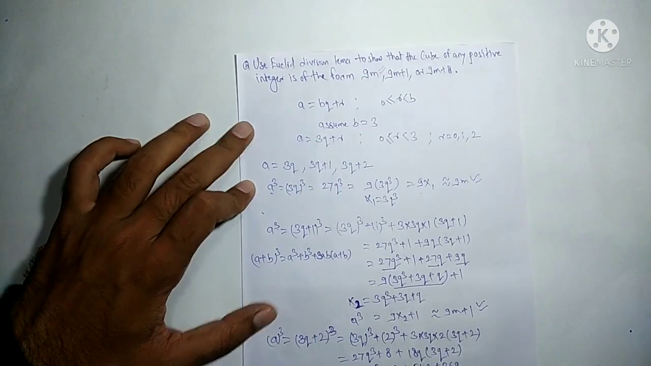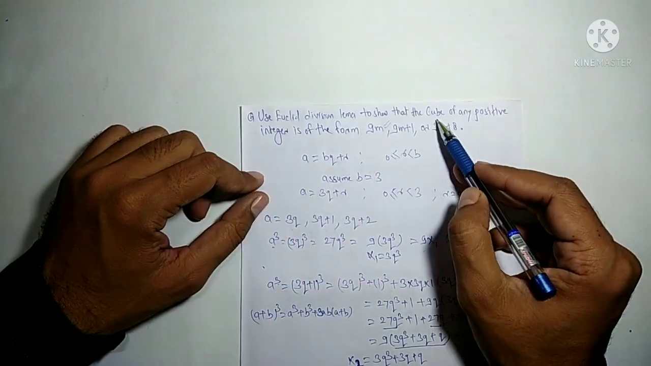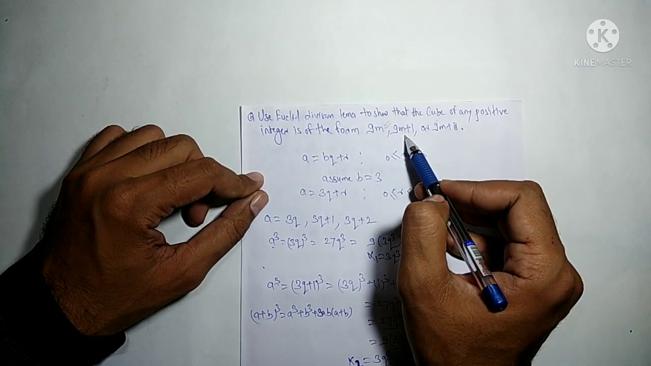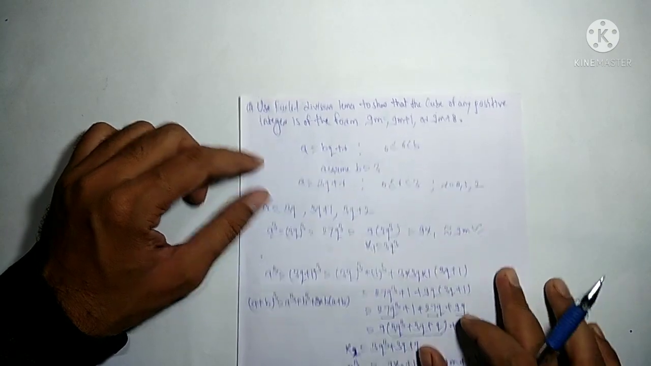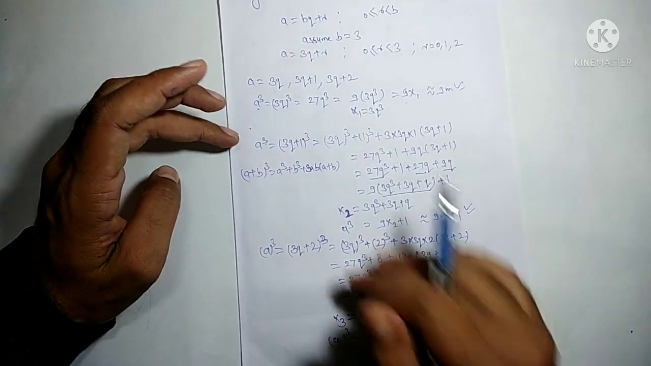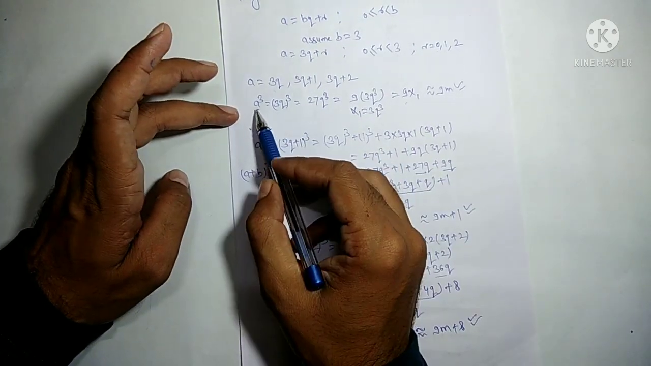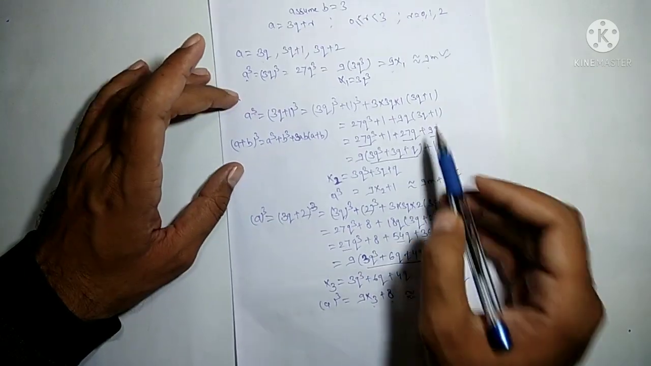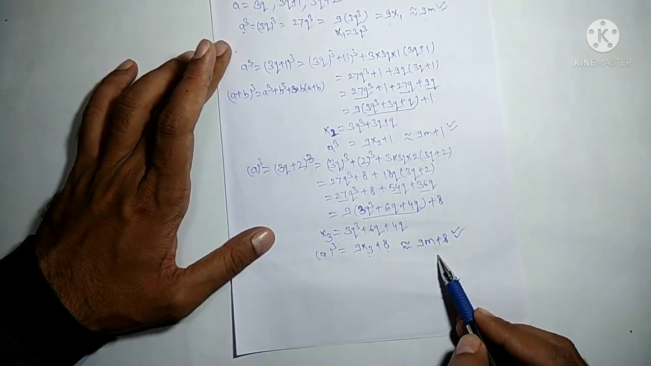Okay, then what they ask in the question: the cube of any positive integer is in the form of 9m, 9m plus 1 and 9m plus 8. From this combination, these equations, we can say the cube of any positive integer is in the form of 9m, 9m plus 1 or 9m plus 8.